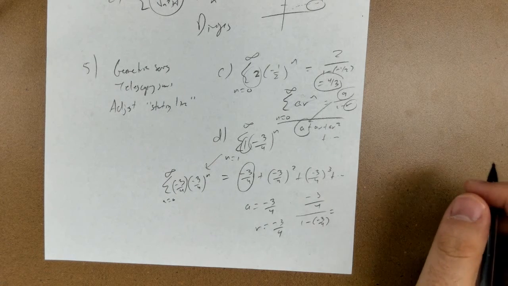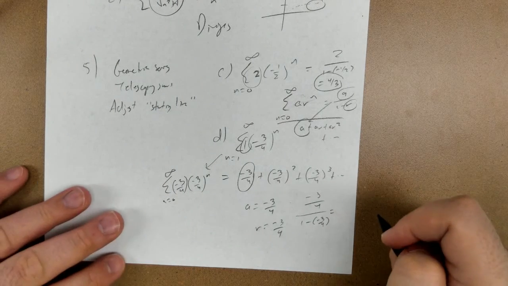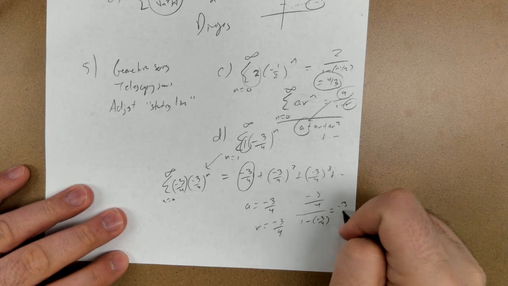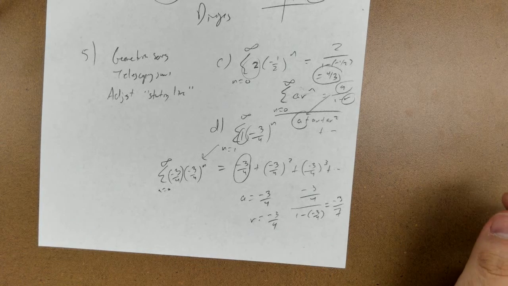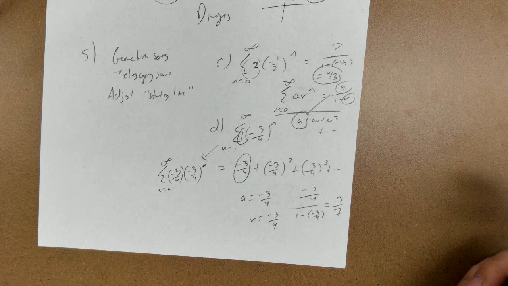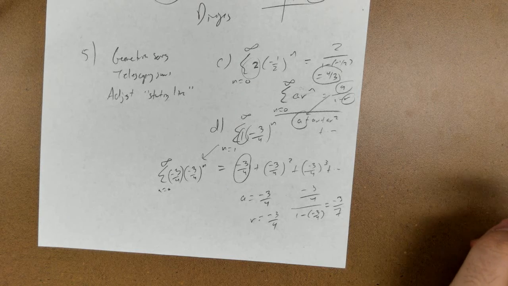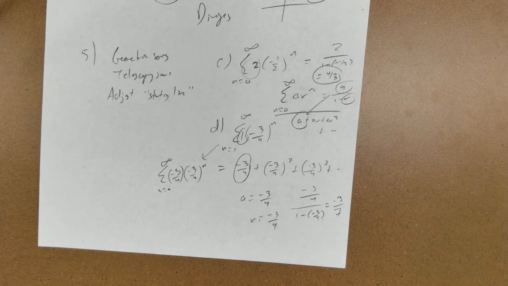And so you get 7/4 on bottom. Cancel the 4s, and I think you get negative 3/7. Okay, so that's an example of changing the starting line. I'm a little bit out of space, so let's go to another sheet.